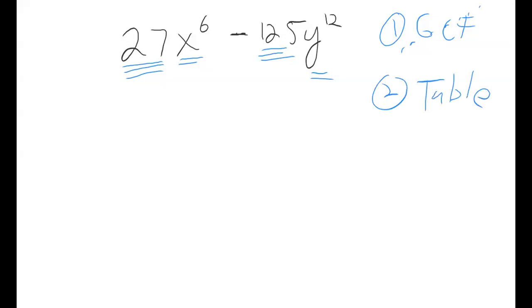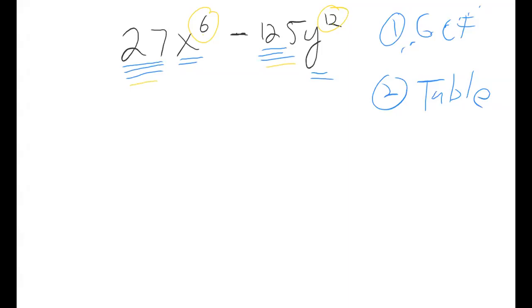Well, if I look at my exponents, they are even, which means I can take the square root of them. However, I can't take the square root of 27 and 125, because there are no 2 numbers that multiply to give you 27. So even though I can take the square root of the variables, x to the 6 and y to the 12, I cannot take the square root of the coefficients, 27 and 125. So this is not a difference of squares. So then the only thing it can be is a difference of cubes, or the whole thing is not factorable.